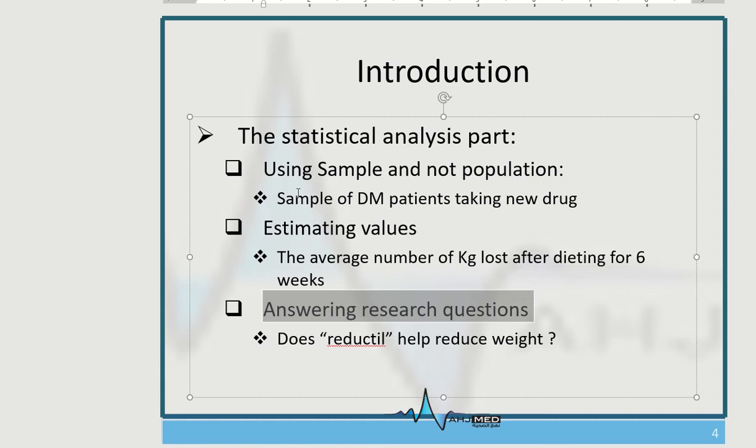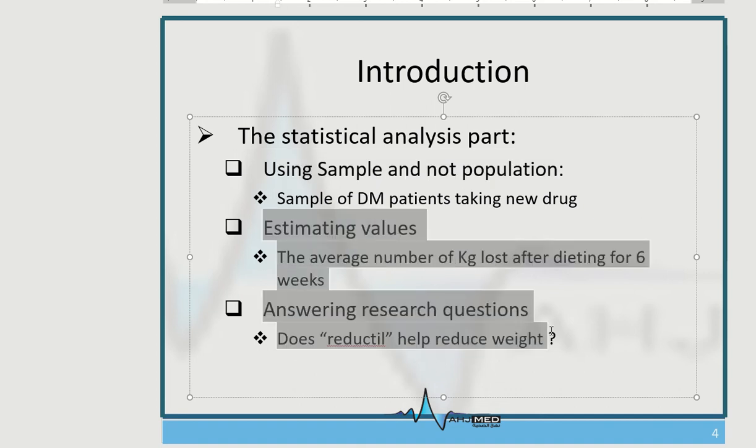To be complete, I have to say that statistics is also used to figure out that we're going to use a sample instead of a population, what kind of sample we are going to use, and how big the sample size should be. But our focus in this course is going to be on these two arms of statistics. One arm is called estimation, and the second arm is called inferential statistics. Basically, estimation is when you estimate a value, and inferential is when you answer a research question.